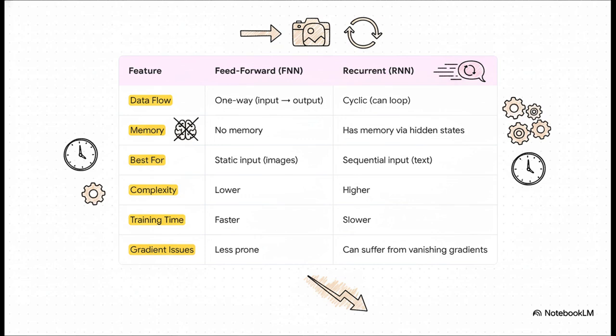All right, let's just pull all this together for a quick summary. For data flow, FFNNs are a one-way street. RNNs are cyclic with those loops. For memory, FFNNs have none. RNNs use hidden states to remember. So FFNNs are best for static things like images, while RNNs are perfect for sequential stuff like text. And the big trade-off? FFNNs are simpler and faster, but RNNs are way more complex, slower to train, and can get tripped up by problems like those vanishing gradients.